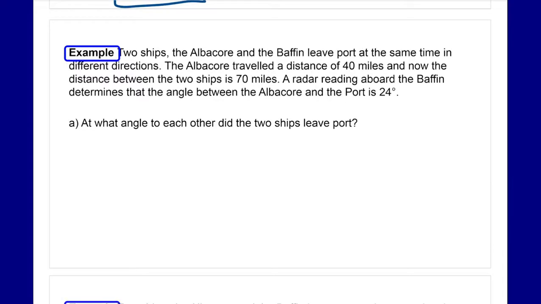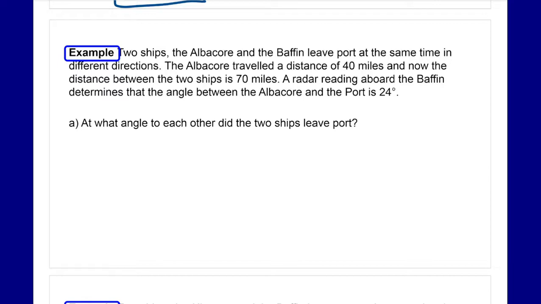In another example, two ships, the Albacore and the Baffin, leave port at the same time in different directions. The Albacore traveled a distance of 40 miles, and now the distance between the two ships is 70 miles. A radar reading aboard the Baffin determines the angle between the Albacore and the port is 24 degrees. At what angle to each other did the two ships leave the port?